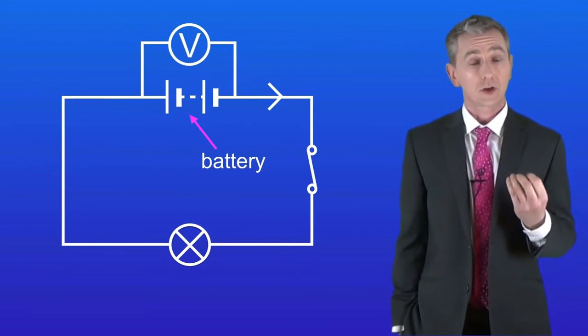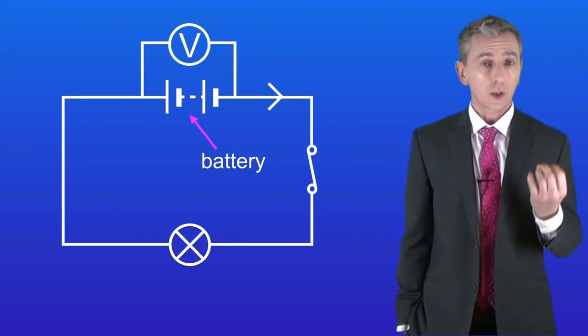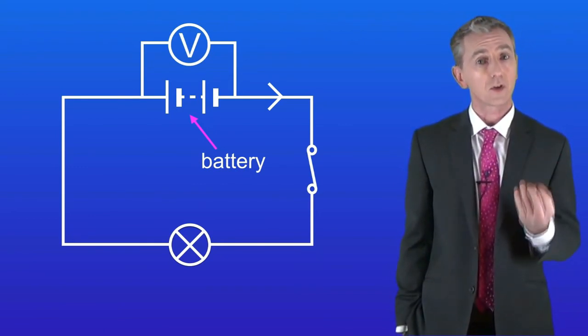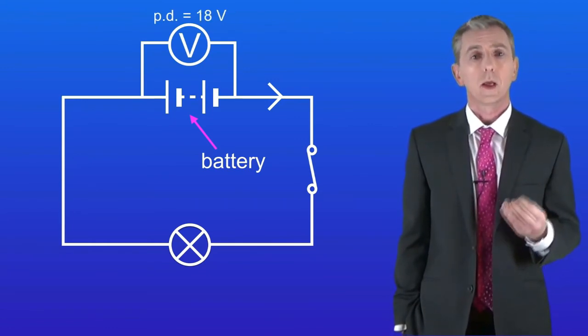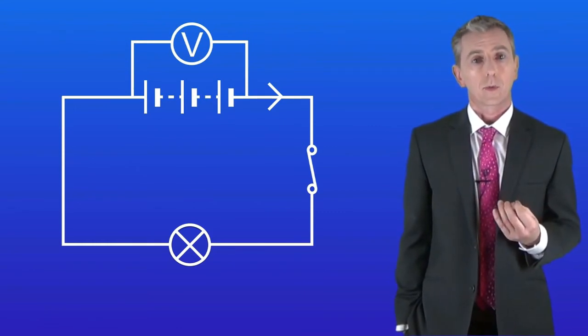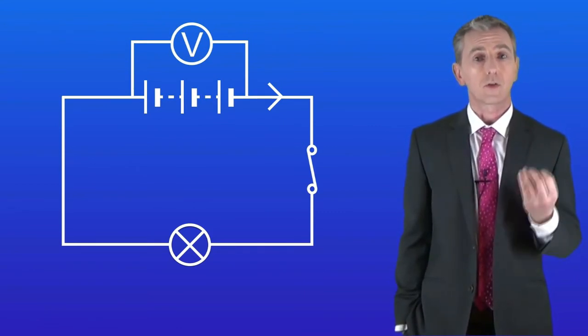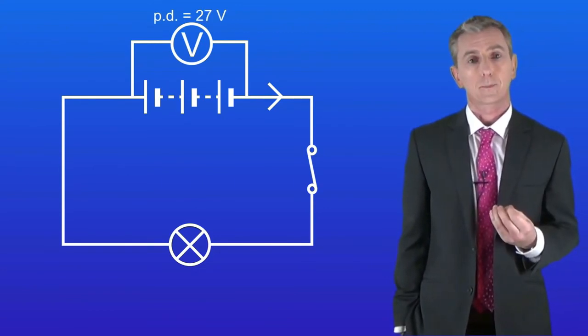Well, each cell has a potential difference of 9 volts, and we've got two cells. So the total potential difference across the battery must be 2 times 9 volts, which is 18 volts. What about this circuit? This has got three 9-volt cells. So the total potential difference is 3 times 9 volts, which is 27 volts.